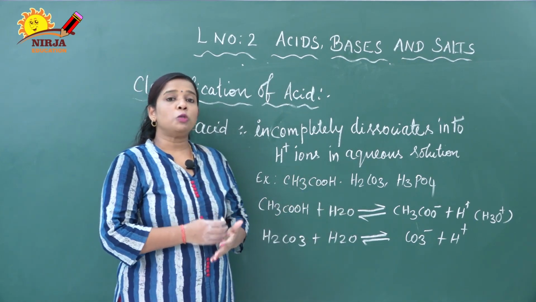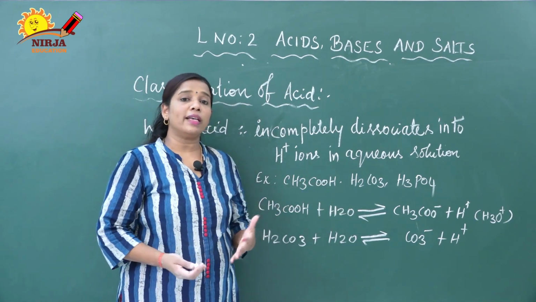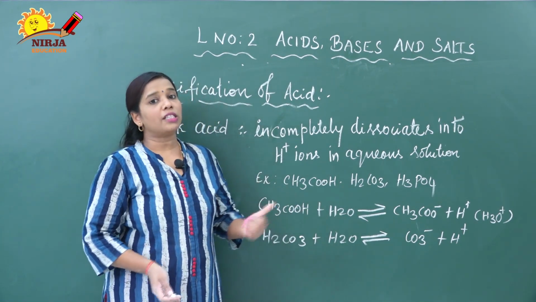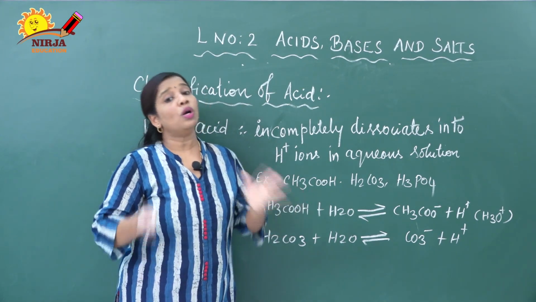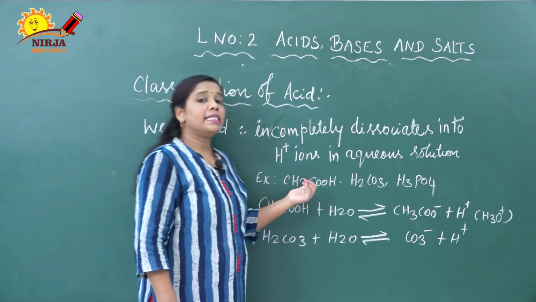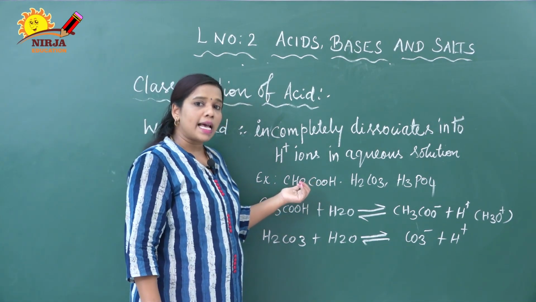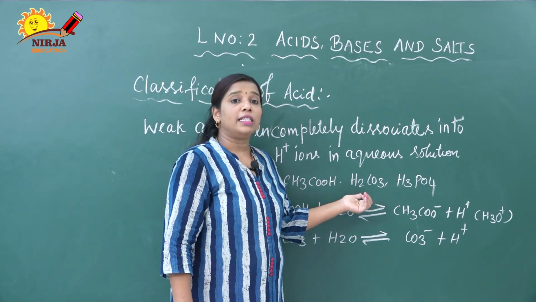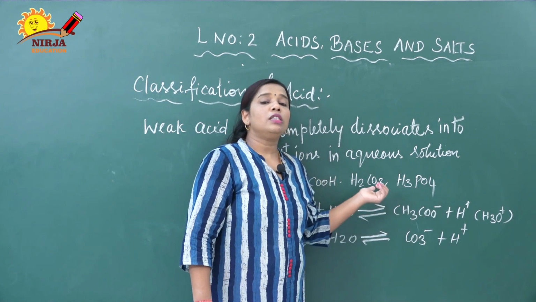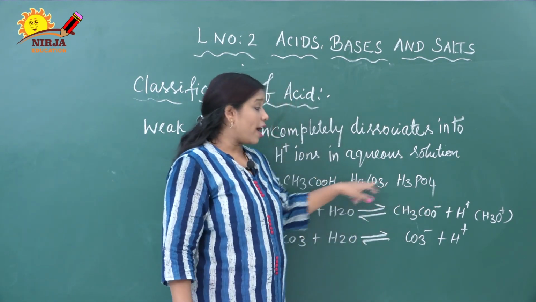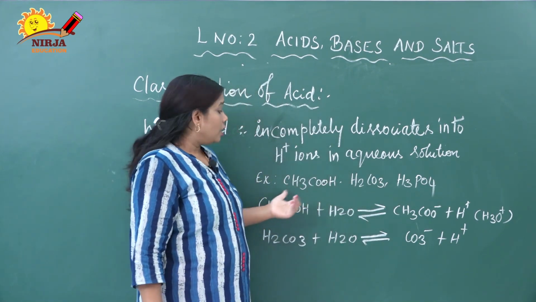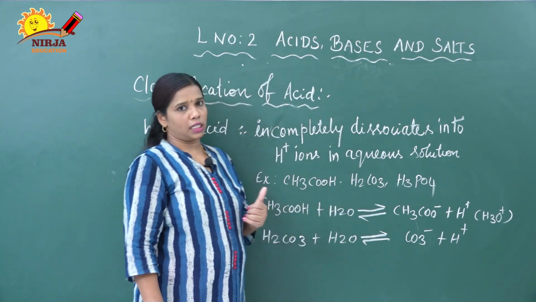So what is the difference between strong acid and weak acid? Strong acid completely dissociates into H plus ion in aqueous solution, but weak acid does not dissociate completely into H plus ion in aqueous solution. Examples of weak acid are acetic acid, CH3COOH, and carbonic acid, H2CO3, and H3PO4, this is phosphoric acid. These two are mineral acids, right? And this one is the natural acid. These three are examples of weak acid.